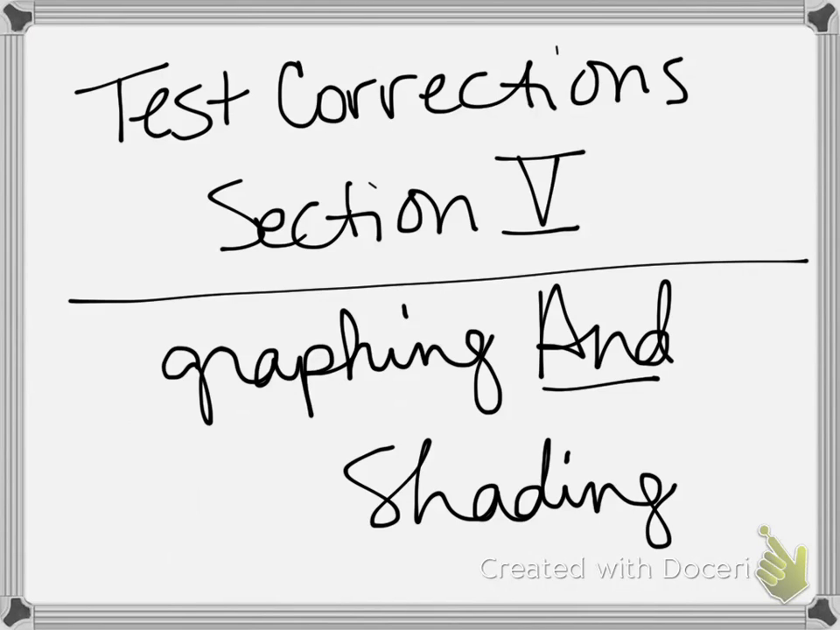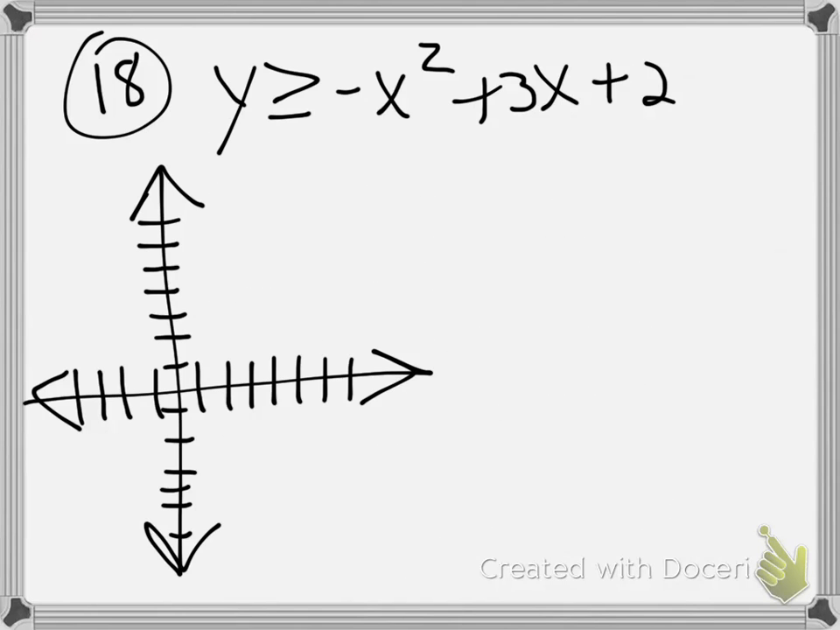Test correction section 5. This is where we have to graph the inequalities. So we have to graph it and we have to shade it. Okay, this goes back to standard form. Remember, in standard form, this is A, this is B, and this is C.